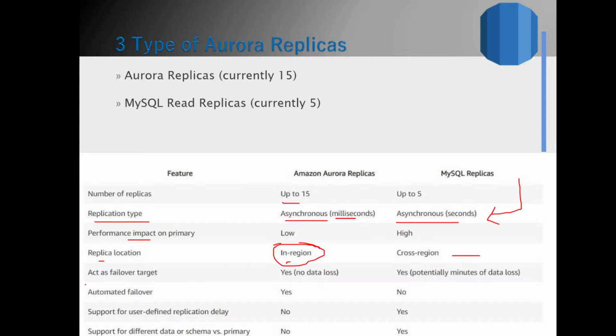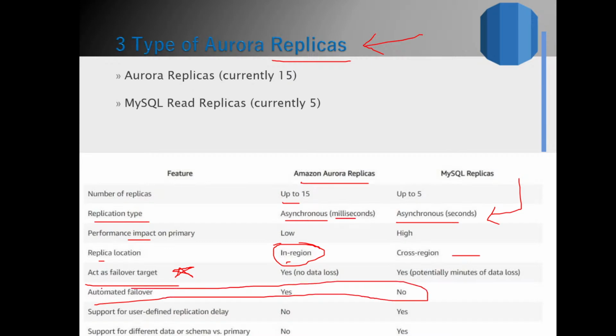Okay, act as a failover target. Now this is important. Till now in RDS, we have talked about how a read replica will not act as a failover; it does not act as a secondary. But in Aurora, your read replica can act as a secondary database. Automatic failover: in Aurora it is yes, but in MySQL the failover is not supported by read replicas.